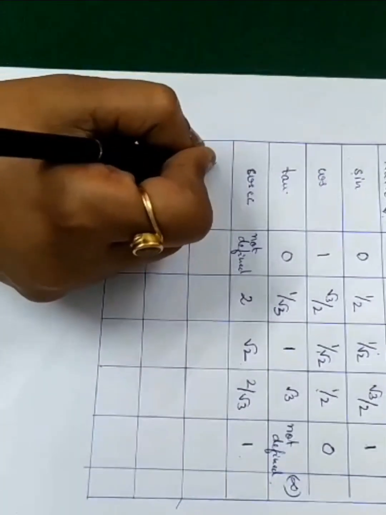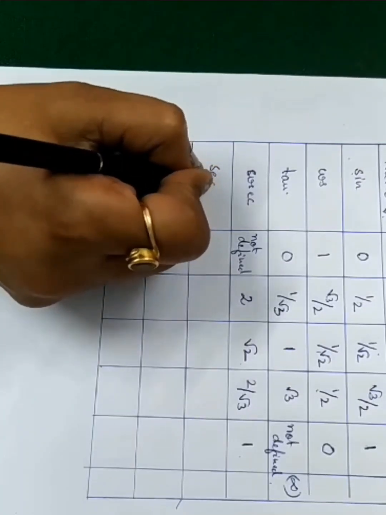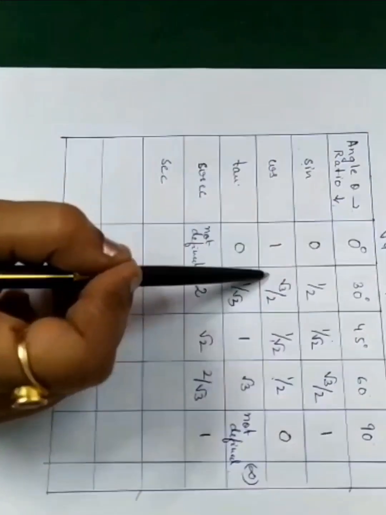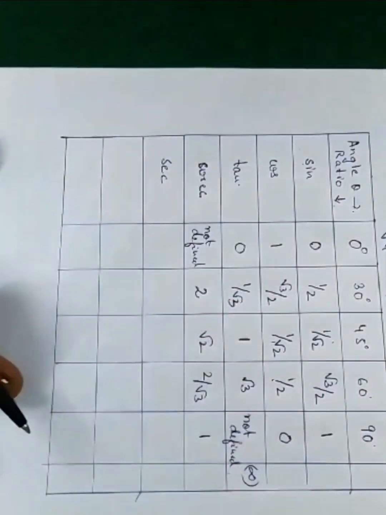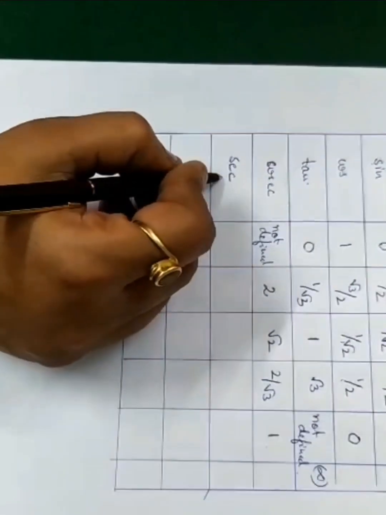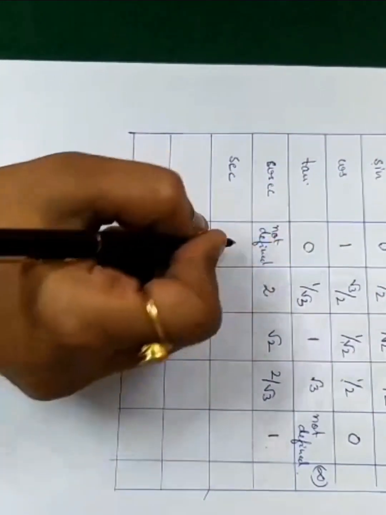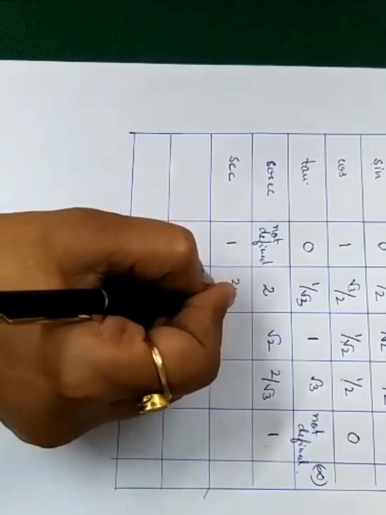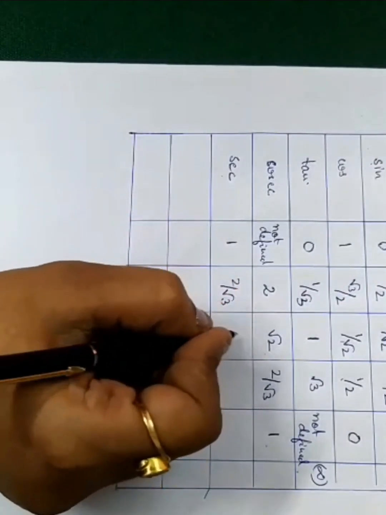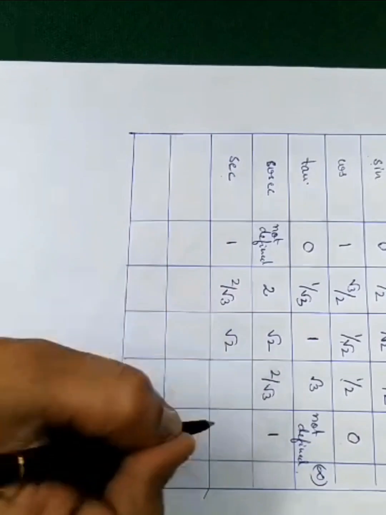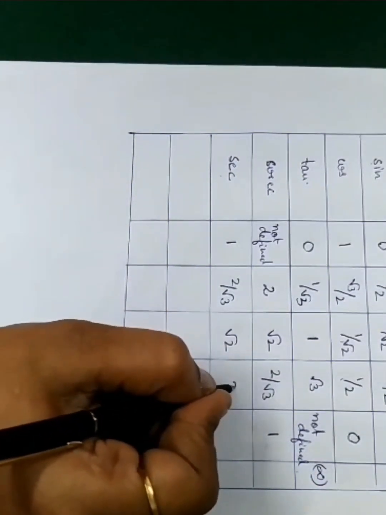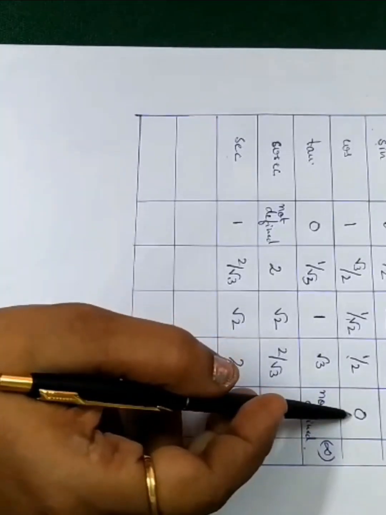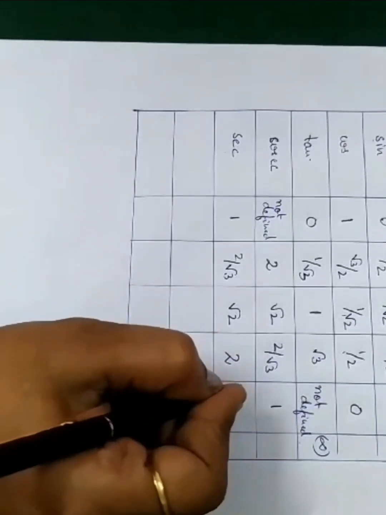The next one is the reciprocal of cos, that is sec. Whatever value you have for cos, here you write its reciprocal. So sec 0 is 1 by 1. Sec 30 will be 2 by root 3. Sec 45 will be root 2. Sec 60 will be 2 by 1, that is 2. And sec 90 will be 1 by 0, which is not defined.